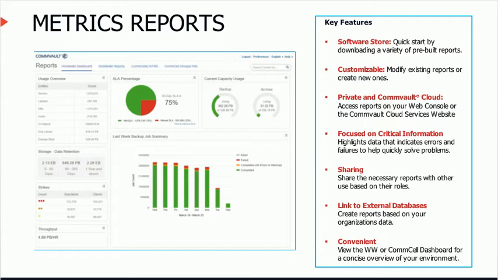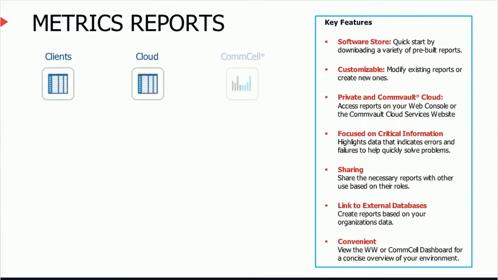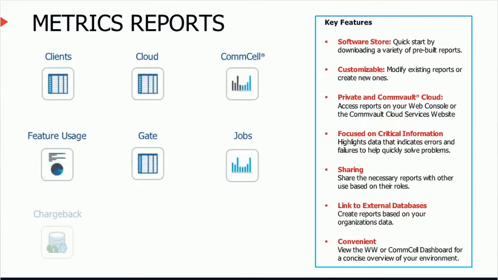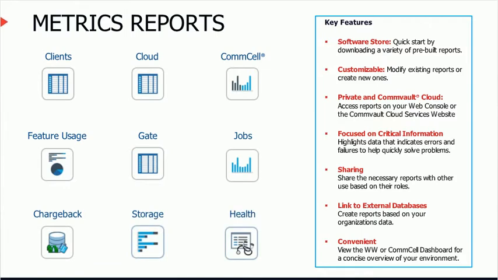There are a large number of metrics reports that the customer can enable and access. Too many to list here, but as an introduction, reports can be generated for a number of categories, including client reports, upgrade readiness via CommVault Cloud, CommCell reports, feature usage such as IntelliSnap, gate reports such as release adoption rate, job, chargeback, storage utilization, and CommCell health.